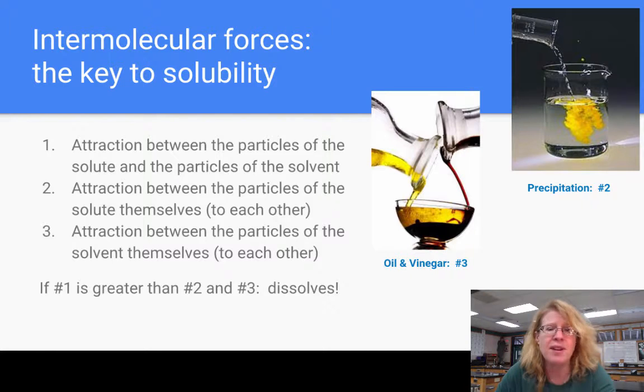So you can have, in statement number one, particles of solute and particles of solvent. Do they like each other or not? Number two would be particles of the solute to themselves, so within the salt crystal or within the precipitate. And number three is attraction within the solvent itself. So water molecules like to stick to other water molecules, or oil molecules like to stick to other oil molecules.